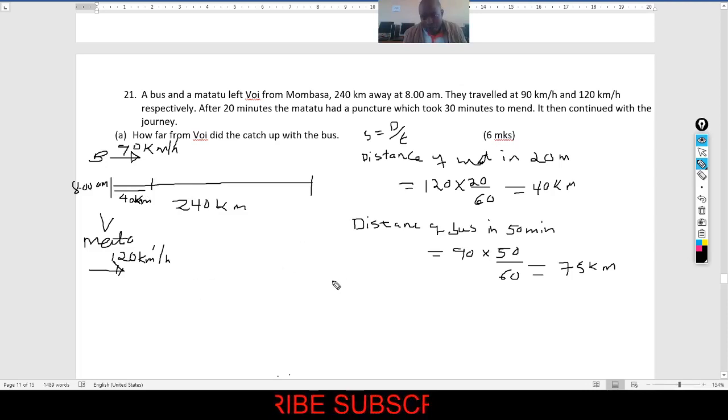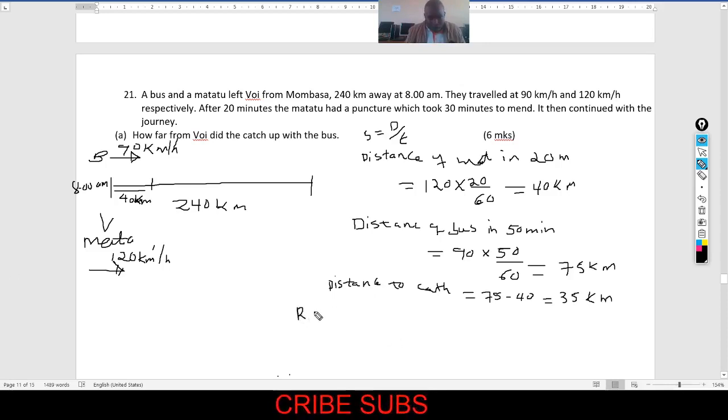the distance the matatu must run for it to catch up, the competing distance, is the 75 that the bus had gone minus the 40 that the matatu had covered. This gives you 35 kilometers. So that is the competing distance, and therefore we can find the time taken using relative speed. When they move in the same direction, we subtract. It is 120 minus 90, which gives you 30 kilometers per hour.